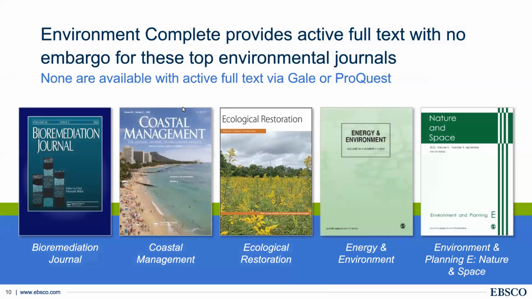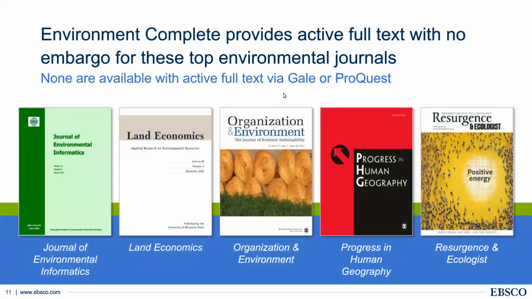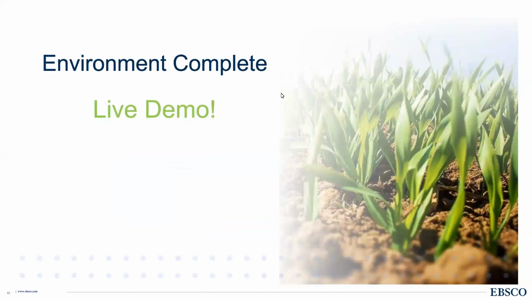In terms of some of those titles that you will see, you'll see popular titles like Nature and Science, Ecological Restoration, Coastal Management, as well as the Journal of Environmental Informatics and Progress in Human Geography. Just a few titles that you may be familiar with if you are a student of this subject.